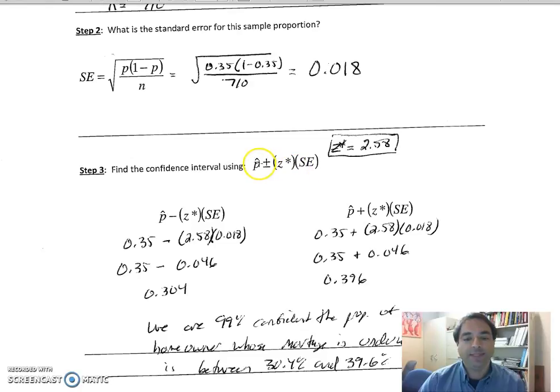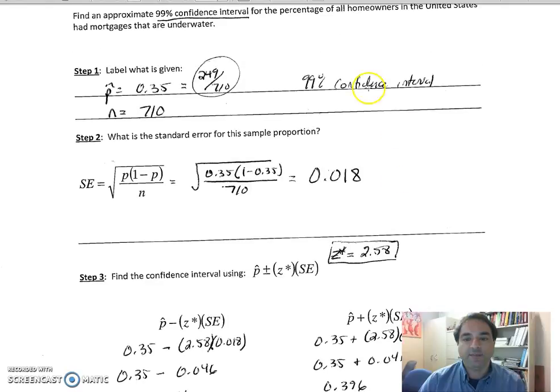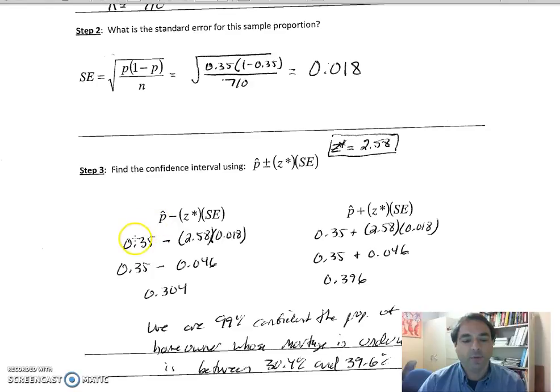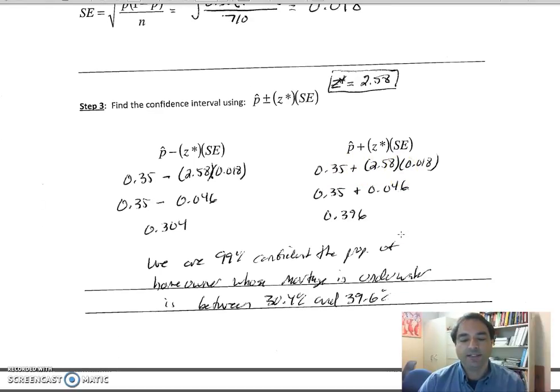The formula is p hat plus or minus z star times your SE. So we're going to do p hat minus z star. Now 2.58 comes from a 99% confidence interval. In the previous video, we talked about how to find that z star. You can also do it by hand, or it's on the table. So it's 0.35 minus 2.58 times 0.018, and 0.35 plus 2.58 times 0.018.